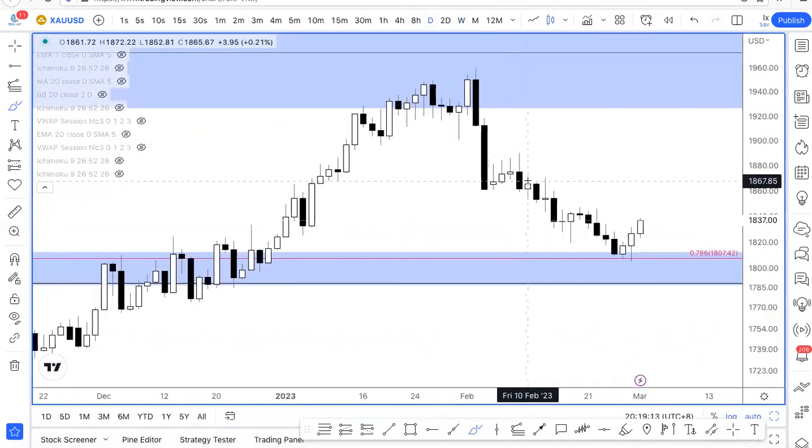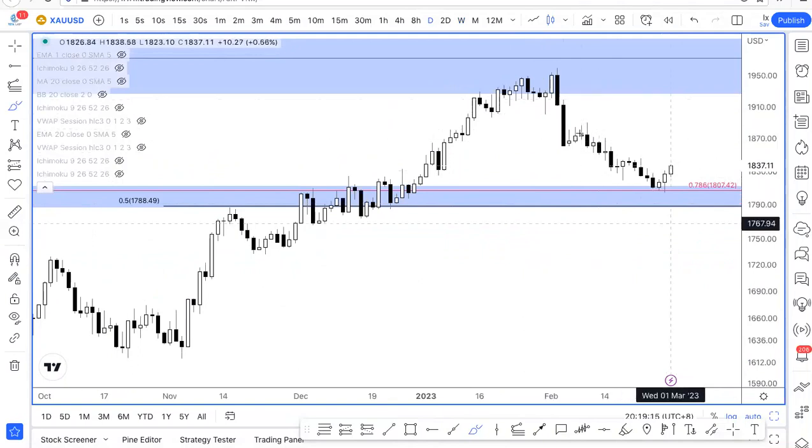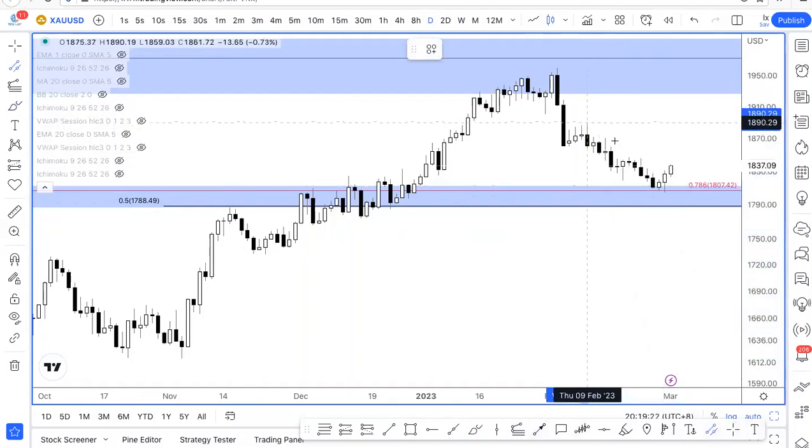Let's take a look at the daily. You can see on the daily, prices broke. We have this descending channel.